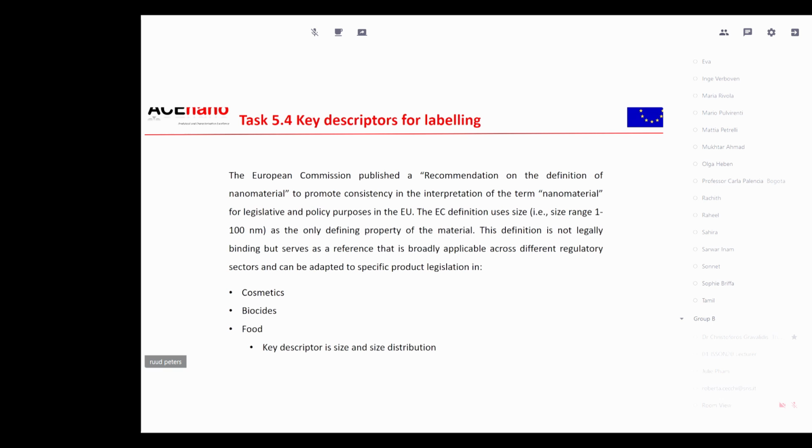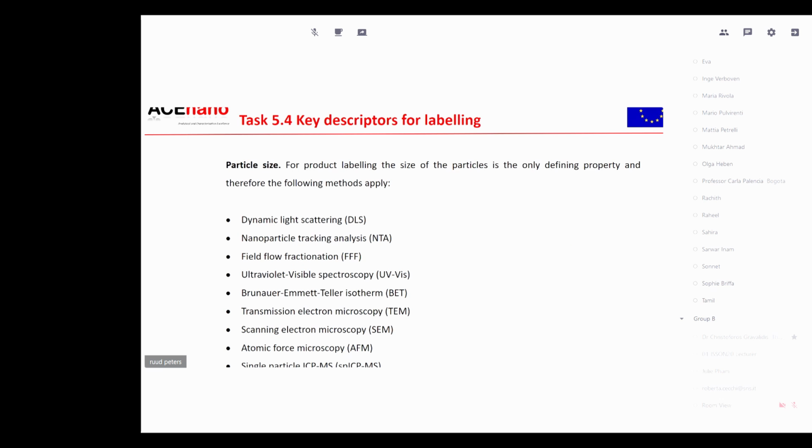And so the key descriptor here will be size, and we can have a look. We've looked at these methods before. Particle size determination for product labeling are again these methods we are lining up here: dynamic light scattering, nanoparticle tracking analysis, field flow fractionation, UV-Vis. Also included here now is the BET method, even though it determines specific surface area, but this may be a guidance for the size of the particle. Of course, the electron microscopy methods are in, the single particle ICP-MS and small angle X-ray spectrometry.